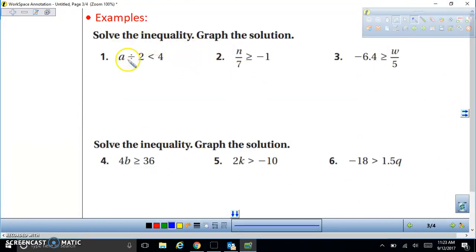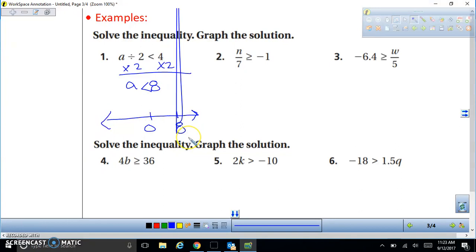Alright, example one. Remember, two cases: when dividing or multiplying by a positive and when dividing or multiplying by a negative. How do we undo division? We multiply. Now we have A is less than 4 times 2, which is 8. Now we're going to graph it, because we always graph inequalities, since there's more than one answer.